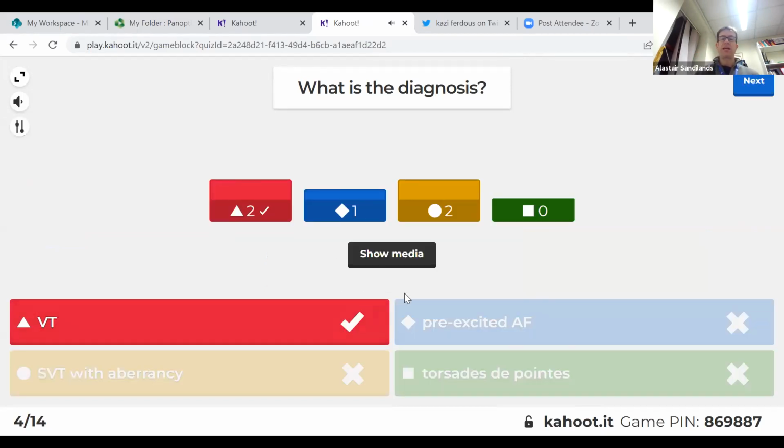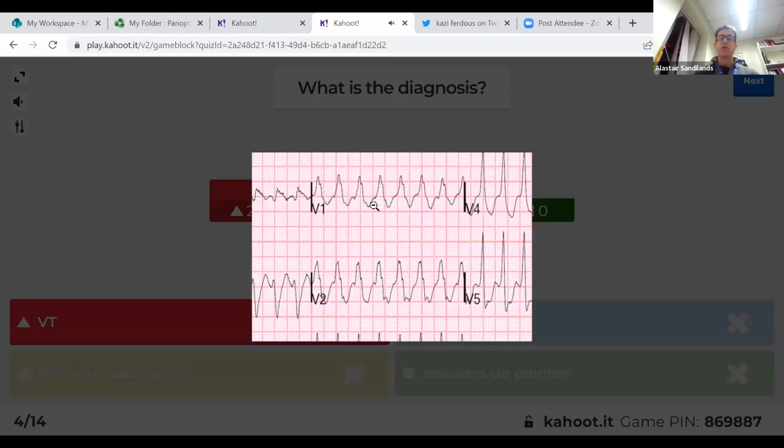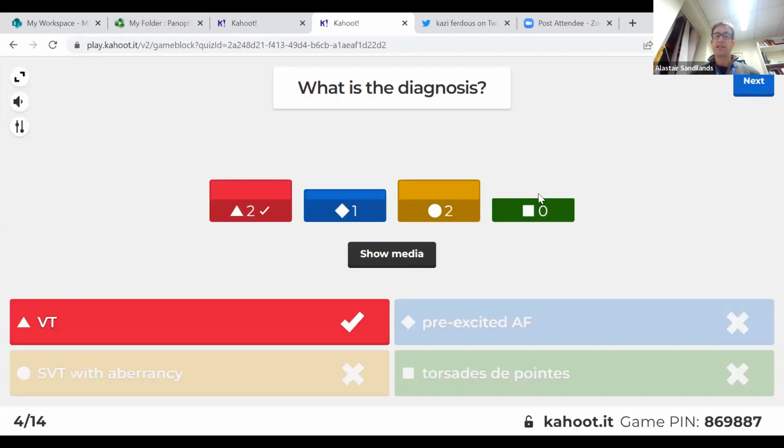Yep, so this is VT. Remember, you've got a regular broad complex tachycardia. You do not think this is right bundle branch block, so it's not bundle branch block or aberrancy. There's no delta wave, so this is not Wolff-Parkinson-White. By definition, you don't have to look for anything else. This is VT.